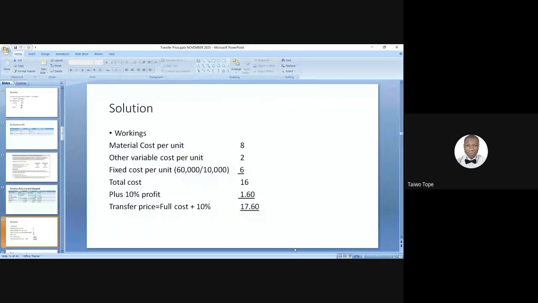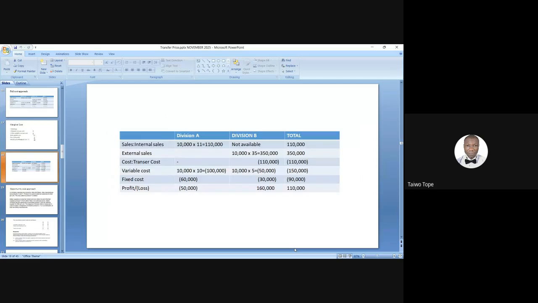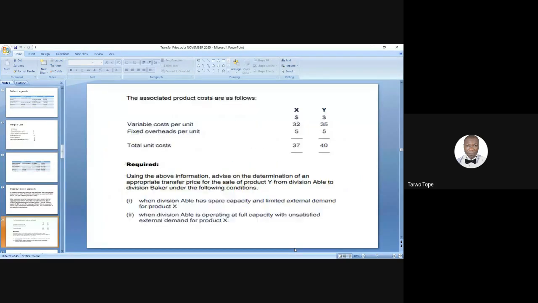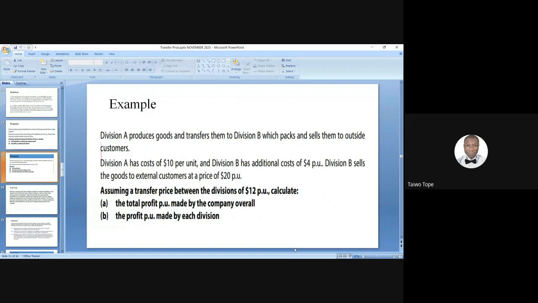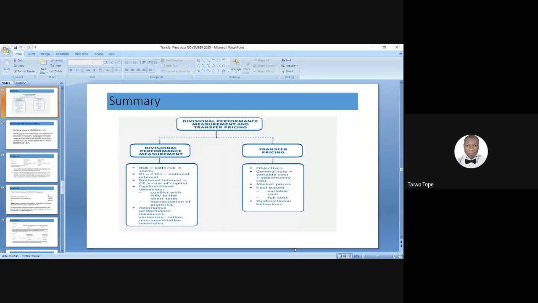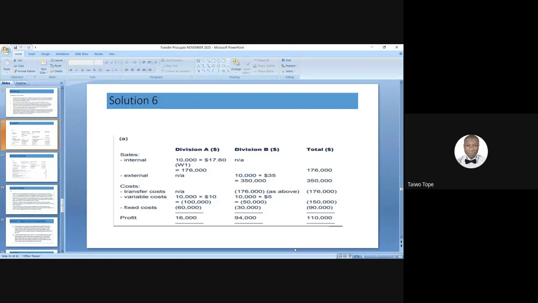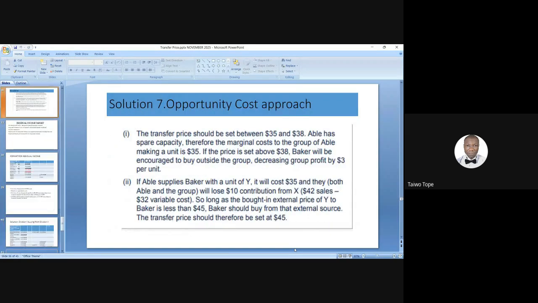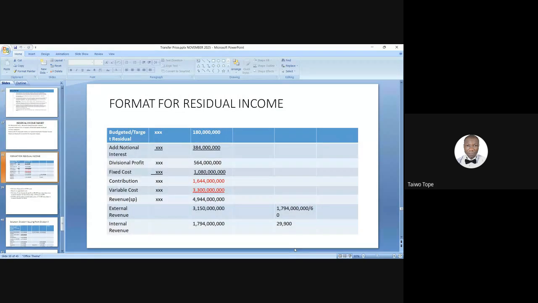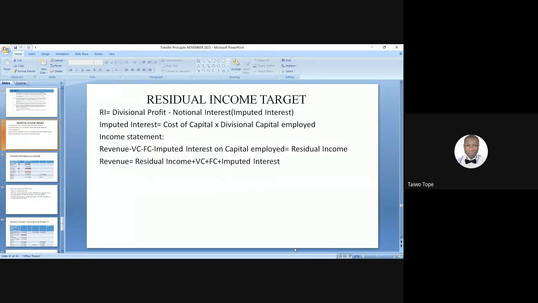So we've gathered knowledge on what residual income is. So who can tell us what residual income is? Residual income. Anybody to help on what residual income is? Residual income. When we talk about residual income, what are we referring to?